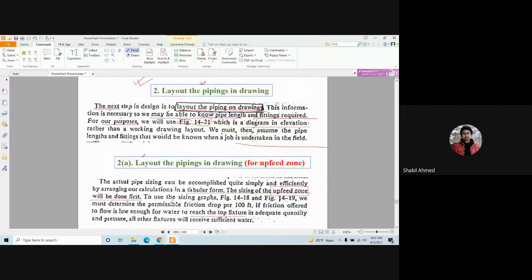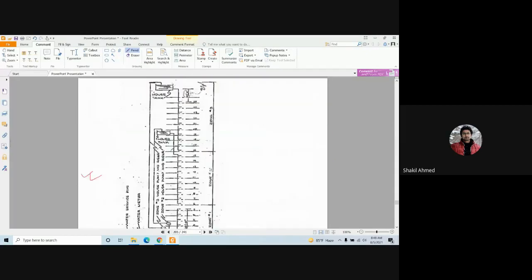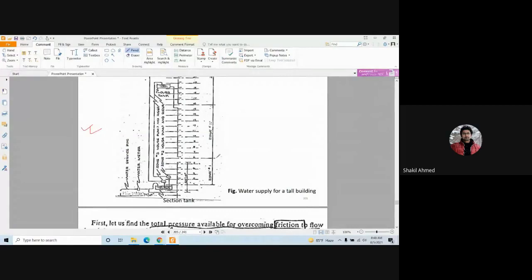So first of all, lay out the pipings in drawing for upfeed zone. We will concentrate first in the upfeed zone here, zone 1, which we are denoting as upfeed zone, and which is approximately 60 feet above the floor and around 70 feet from the main.